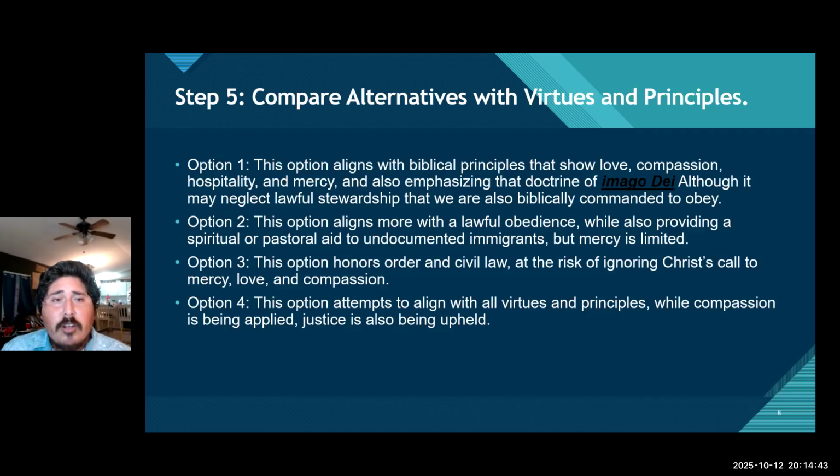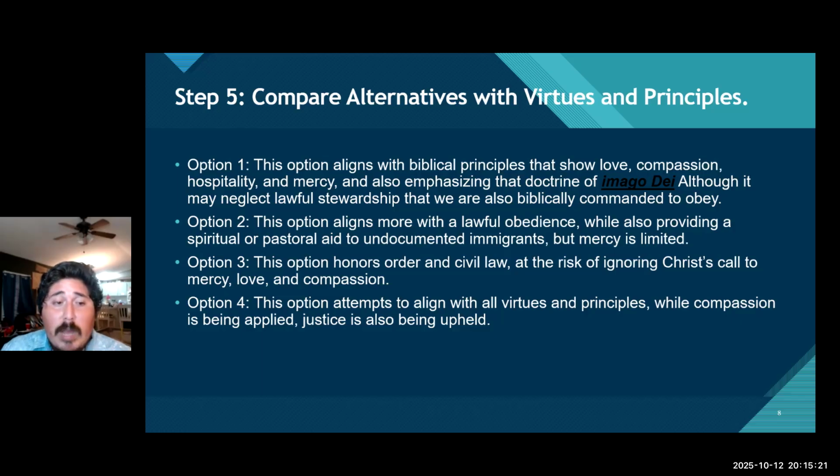Step 5, compare alternatives, virtues, and principles. Based on option 1, this option aligns with biblical principles that show love, compassion, hospitality, and mercy. It also emphasizes the doctrine of Imago Dei, although it may neglect lawful stewardship that we are also biblically commanded to obey. Option 2 aligns more with lawful obedience while also providing spiritual or pastoral aid to undocumented immigrants, but mercy is limited.